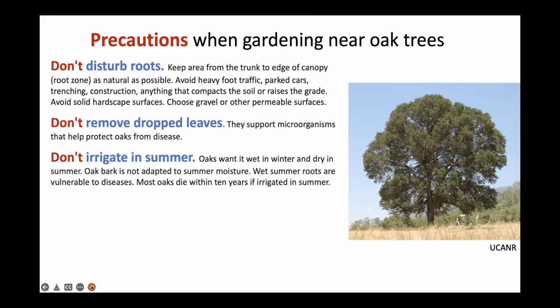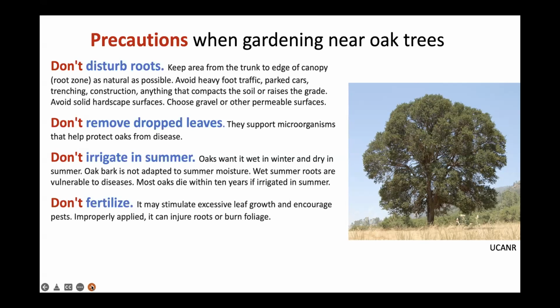Do not irrigate an established oak tree in summer. Oaks want it wet in winter and dry in summer, the California oaks. The bark is not adapted to summer moisture, and wet summer roots are very vulnerable to disease. And often oaks will die within 10 years if suddenly we turn the irrigation on them in summer.